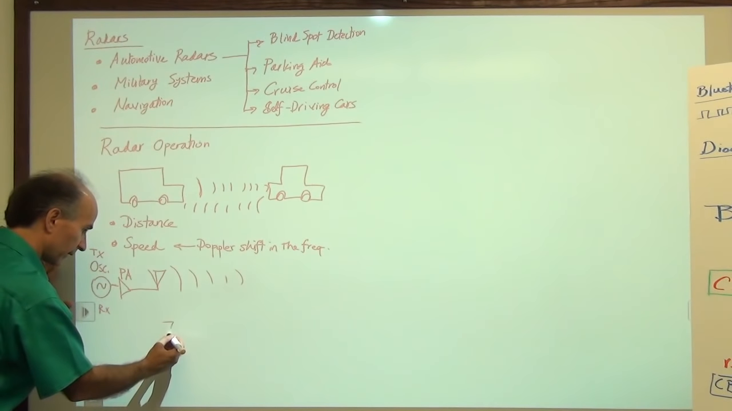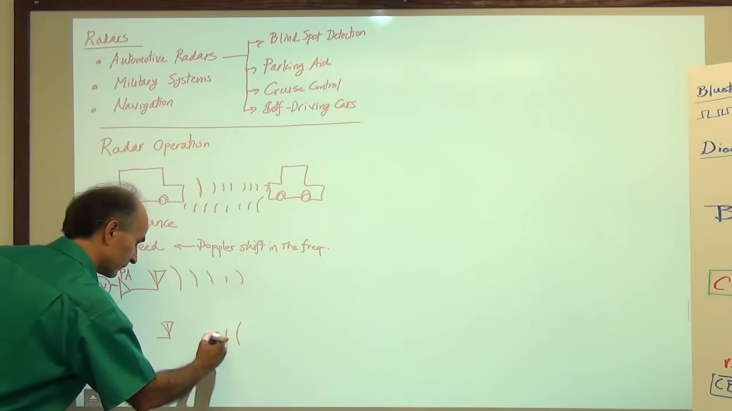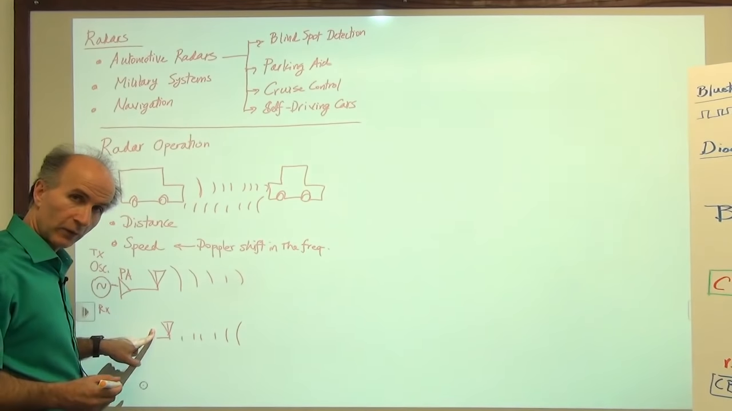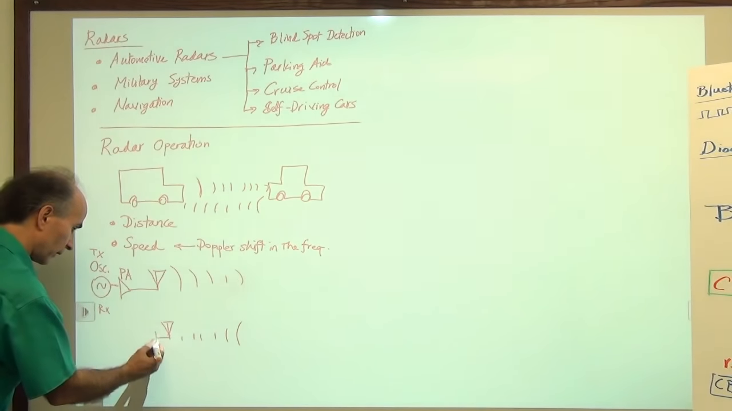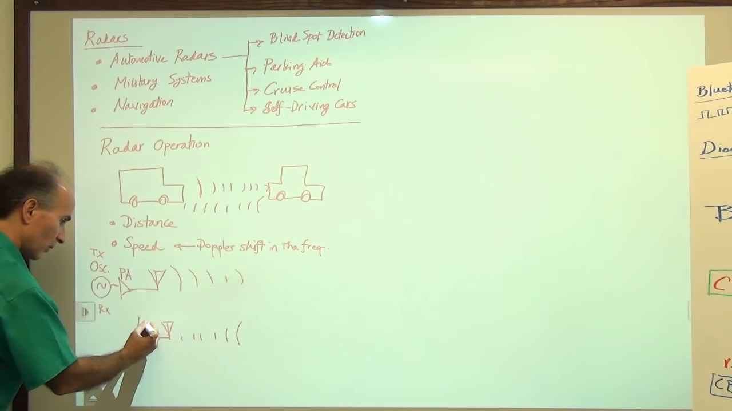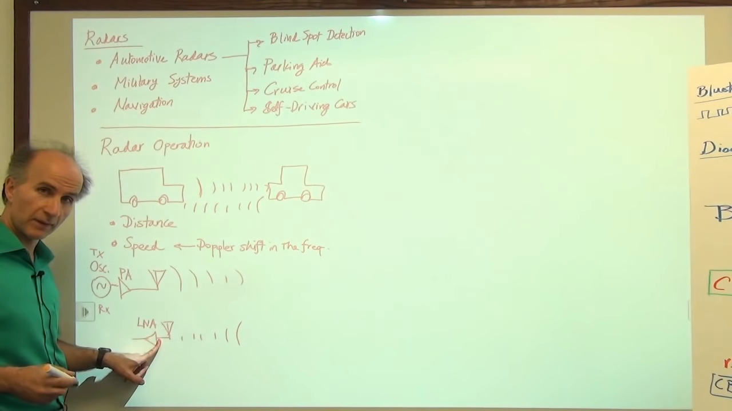So we have another antenna, and here's the wave that's coming back to us. We receive that wave. Now what do? Well, just like the Bluetooth example, first we amplify it. So I'm drawing the signal going this way. If you remember, we have a low noise amplifier to amplify the wave that has been received.